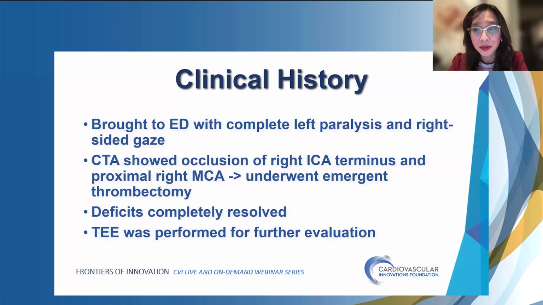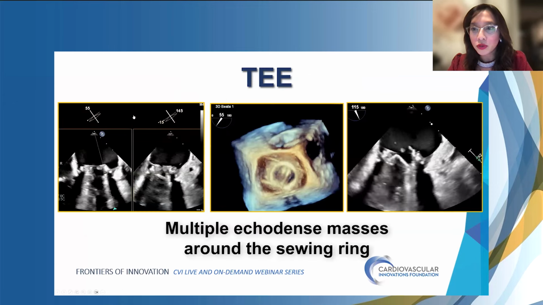Absolutely. This time, he came into our emergency department with another left-sided paralysis and right-sided gaze, and was shown to have an acute stroke with occlusion of his proximal right MCA. He underwent emergent thrombectomy, and fortunately for him, his deficits resolved. He then underwent cardiac workup, transthoracic echo and TEE, and this is what was revealed.